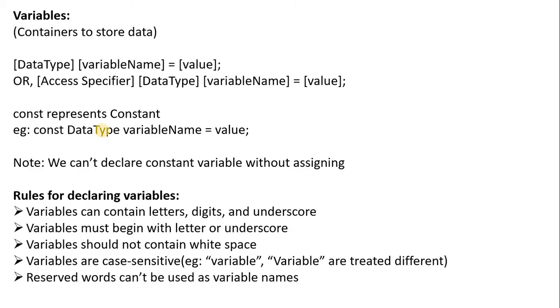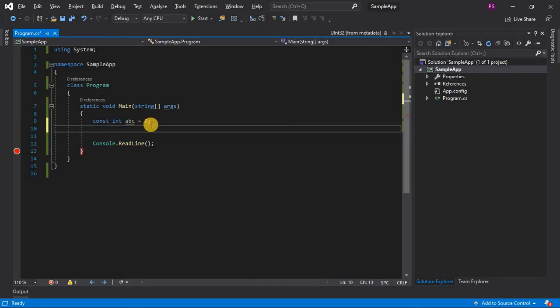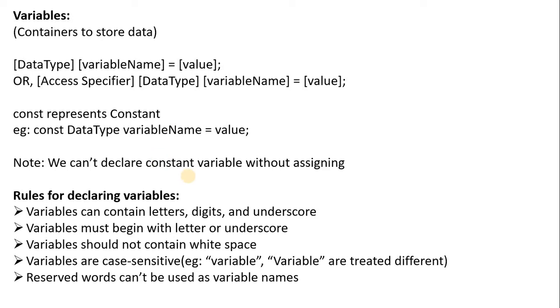One thing to be noted here is we cannot declare a constant variable without assigning a value. If we just declare the constant variable and don't assign the value, then also it will throw us an error. So there are some rules for declaring variables.